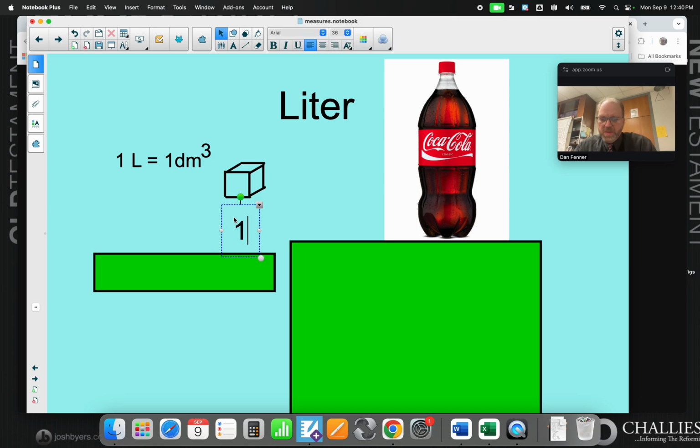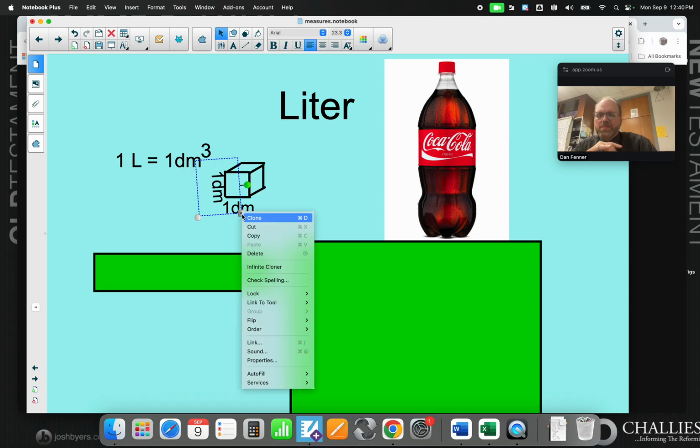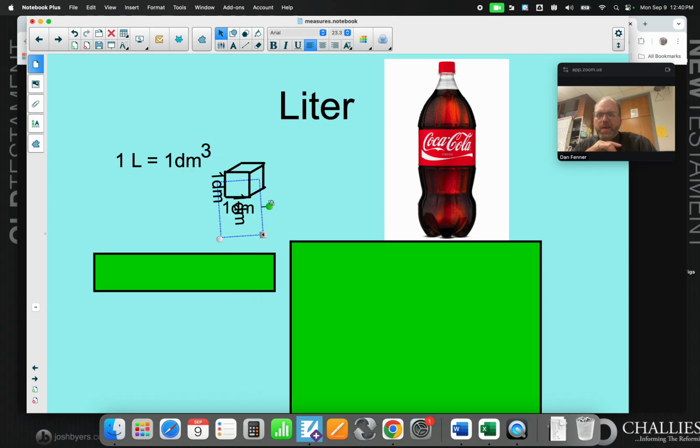So if this was 1 decimeter, like that, and clone it, and rotate it, 1 decimeter right there, and then clone it, and make it like that, and 1 decimeter right there. Decimeter times decimeter times decimeter, a cubic decimeter, that's 1 liter.